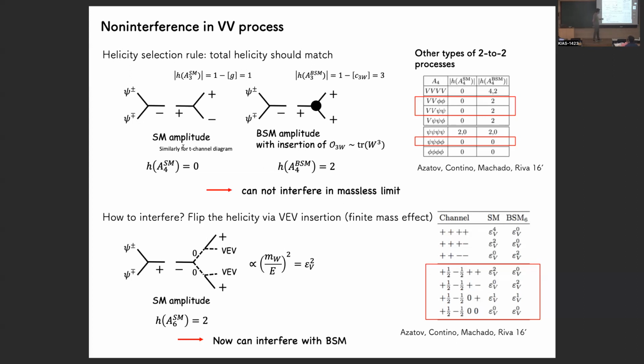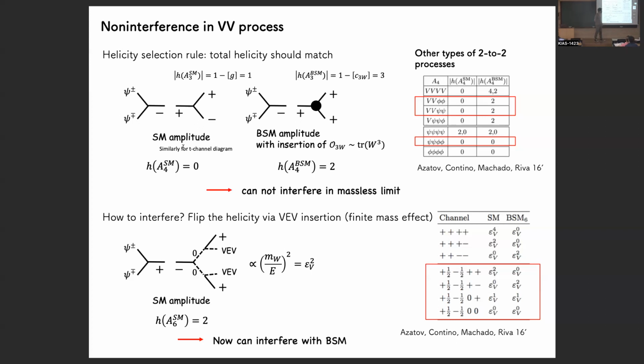For example, you could produce the longitudinal gauge boson, and then you can glue with the 3-point function with the scalar and two scalars, and then the transverse gauge boson. So it's basically a 6-point function, and two of them are replaced by the Higgs pair. In that sense, you can actually reproduce the 4-point function with two VEVs and plus helicity. So now you can interfere with the diagram with the BSM. But the price you have to pay is the suppression by the VEV squared divided by the energy squared.